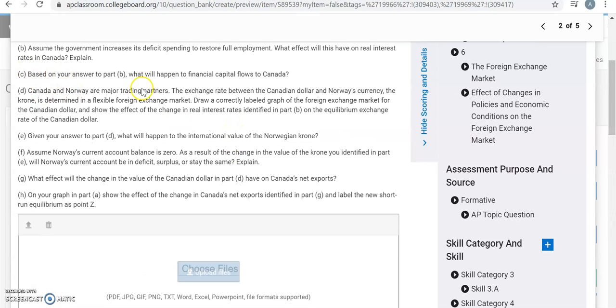So they're major trading partners, and the exchange rate between the Canadian dollar and Norway's currency, the krone, is determined in a flexible market. Draw a correctly labeled graph of the foreign exchange market for the Canadian dollar. So there's a change in the effect of the real interest rate in Part B on the equilibrium exchange rate of the Canadian dollar.